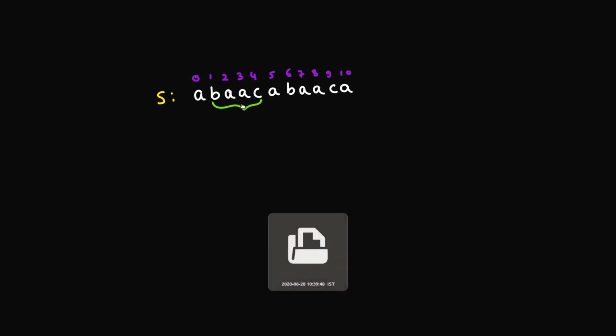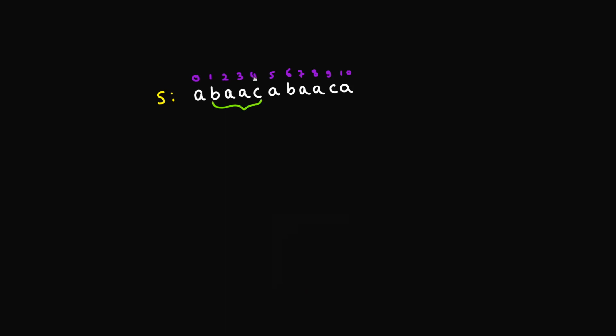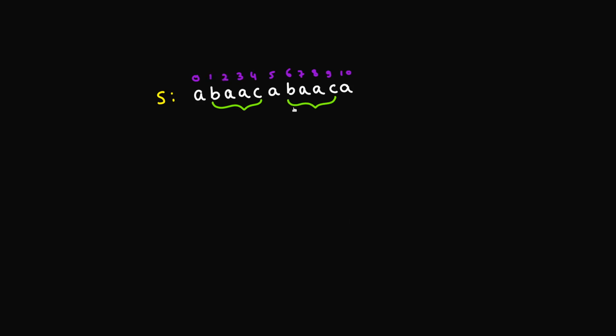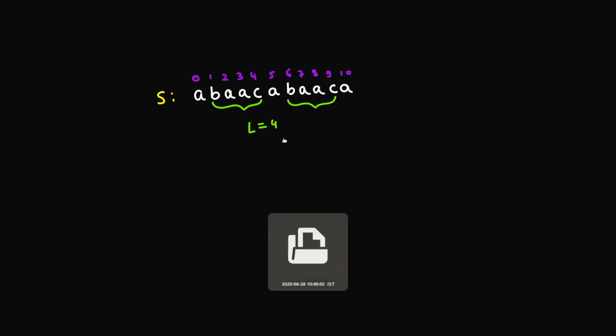So consider this section from index 1 to 4, which is BAAC. Now, does this section BAAC repeat? So we can say that yes, this section BAAC repeats, and if we notice, the section from index 1 to 4 and the section from index 6 to 9 are both BAAC. So BAAC of length 4 repeats.